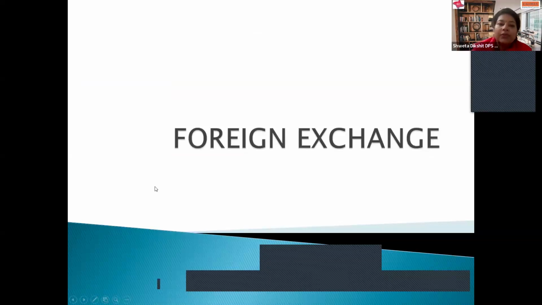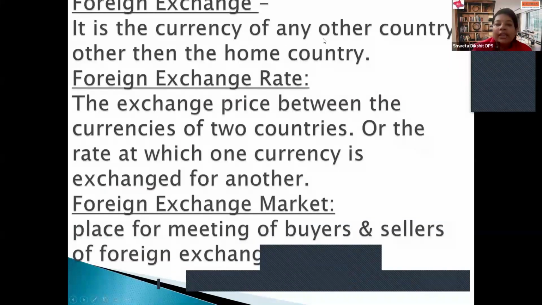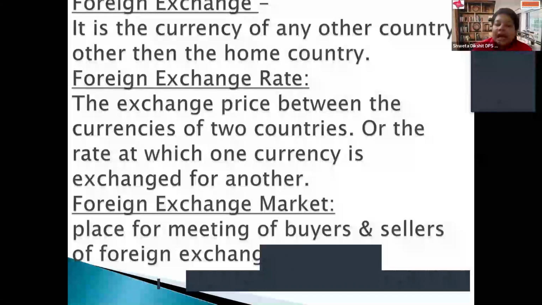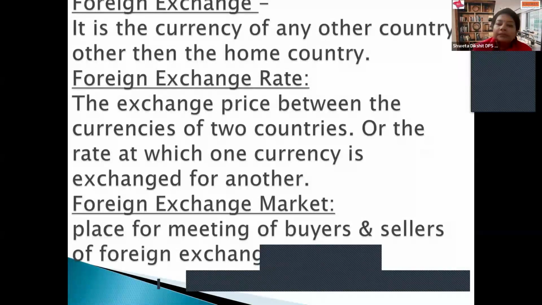That is foreign exchange. What is foreign exchange? It is the currency of any other country. That means if for us INR is the home currency, then any other currency like US dollar, pound sterling, dirham are all known as foreign exchange for us.